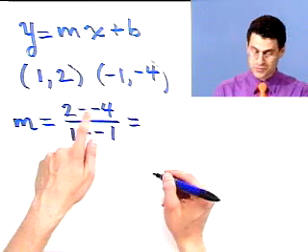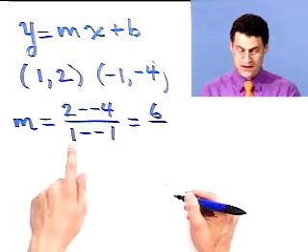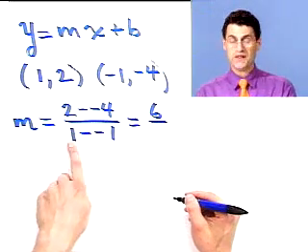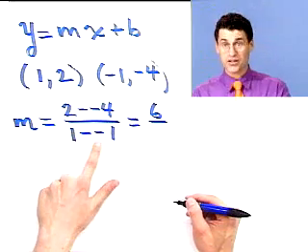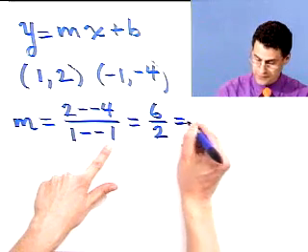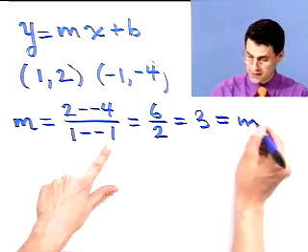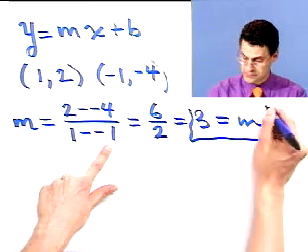So in fact, that's 2 plus 4, which is 6, divided by 1 plus 1. You might think 0 here, but be careful. It's 1 plus 1, which is 2. So this has slope 3. So that tells us what the slope is.